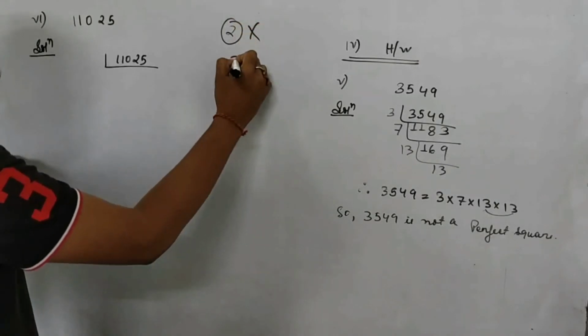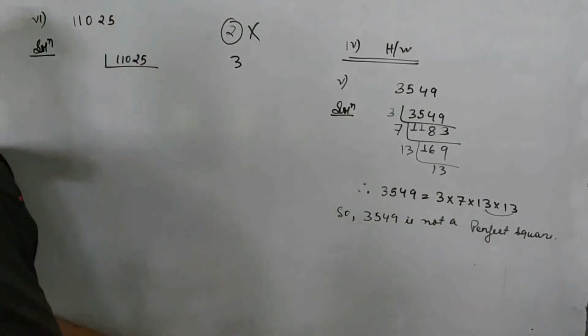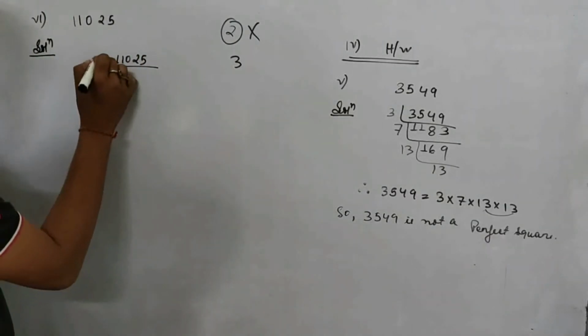2 is gone. 3 we have not checked yet, okay? We will check afterwards. But 2 is confirmed that it is not divisible by 2. Okay, let us do by 5.